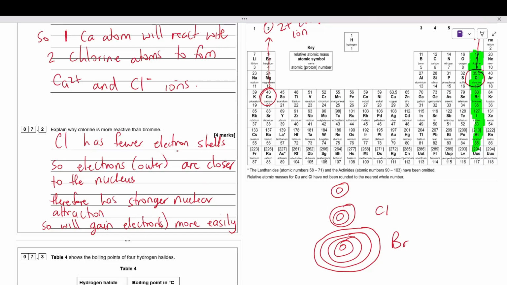And this is the full picture as to what will give you those 4 marks. So electron shells, outer electron shells, are closer to the nucleus, therefore has stronger nuclear attraction and will gain electrons more easily than that of your bromine.